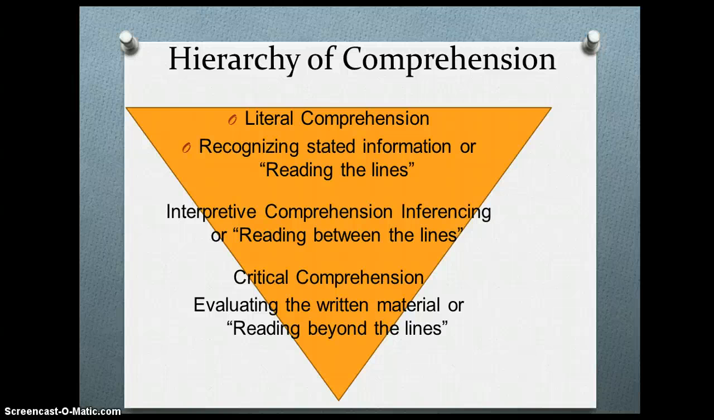All right, this chart reminds us that there is a hierarchy of comprehension. So you have questions that are at the literal level, where the student is recognizing stated information or reading the lines. Then you have the interpretive comprehension or inferencing level, which is reading between the lines. And then lastly, you have the critical comprehension level, which is reading beyond the lines. So when you're looking at the question types your student is correctly answering or not correctly answering, you kind of want to look, is this a literal question, an interpretive question, or a critical question?